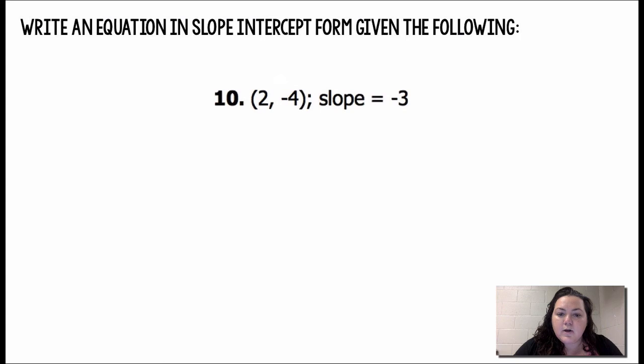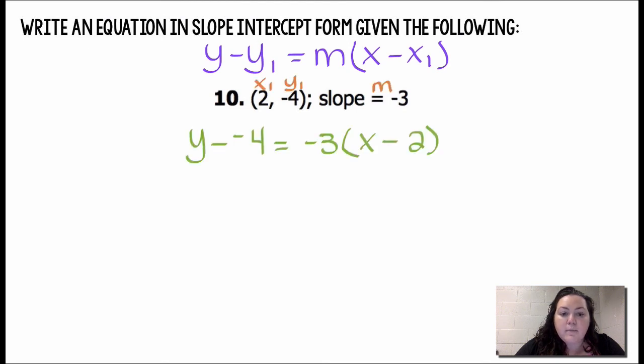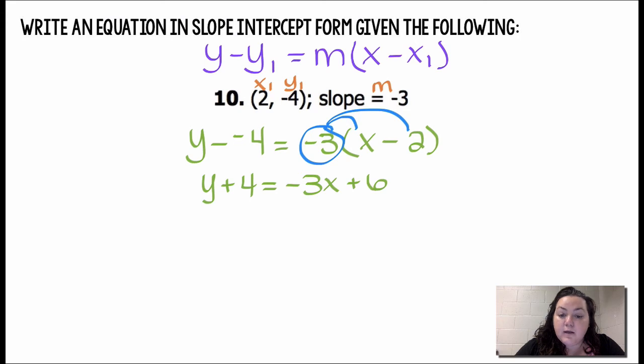The next one, I have a point and a slope. So I'm going to use point-slope form again. I have x1, y1, and m. So it's going to be y minus -4 equals m, just slope, -3, times x minus x1. The minus and negative turns into a plus. I'm going to distribute the -3. So I get -3x plus 6, and I'm going to move the 4 to the other side. So I get y equals -3x plus 2.